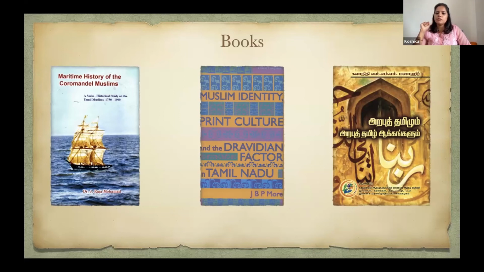It's a really good book. And Arab Tamil Akangalum. This book really helped me for this research. I got a lot of information from this book about the Arabic letters, about Tamil letters, and how they are mixed together to make Arabic Tamil. It was really interesting to read that book.